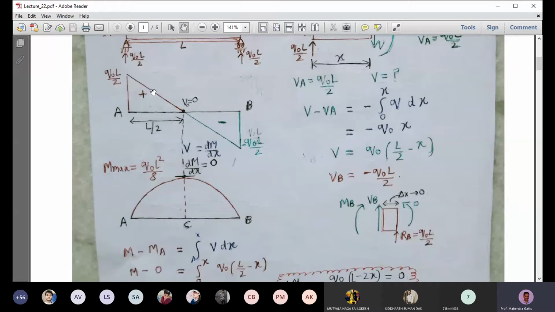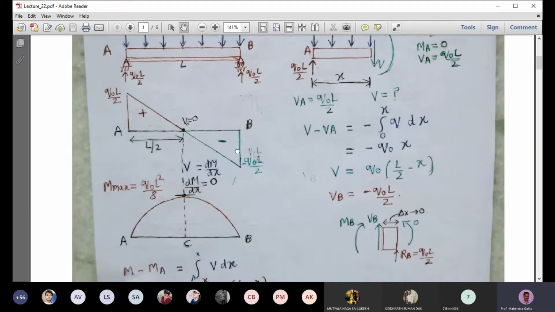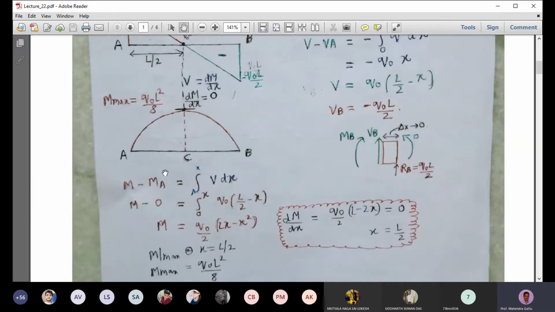So the shear force variation is linear, and we have positive shear force before the midpoint, and after the midpoint there is a negative shear force. Okay, so now we can draw the bending moment diagram. To calculate the bending moment diagram, we'll use this relation.